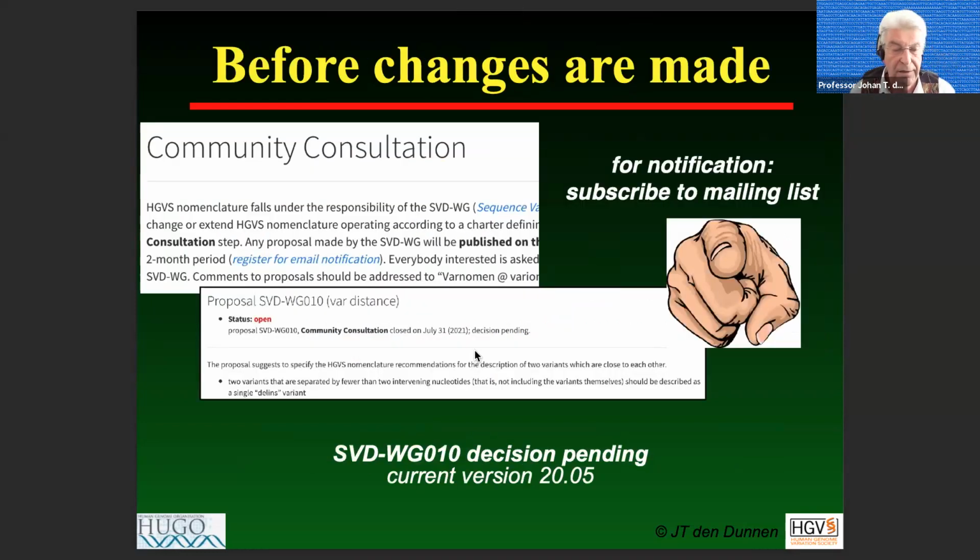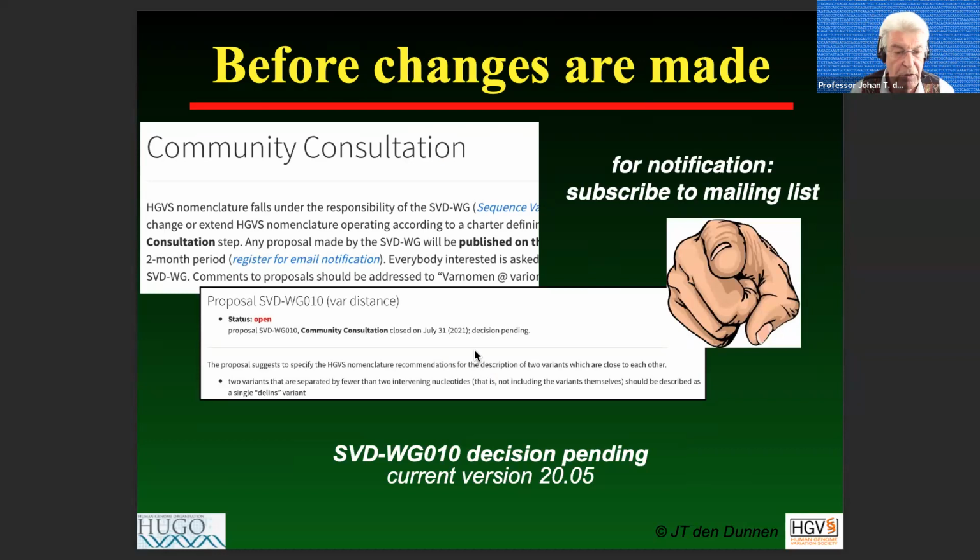When we, the committee, need an extension or a modification or a change of the recommendations, the HGVS Variant Nomenclature Committee makes a proposal, and that proposal will be on the web for 2 months for what we call community consultation. Anybody can then see the proposal that we have made and can send whether or not they agree with the recommended change. So we are not adding new recommendations without asking the community to give their opinion.